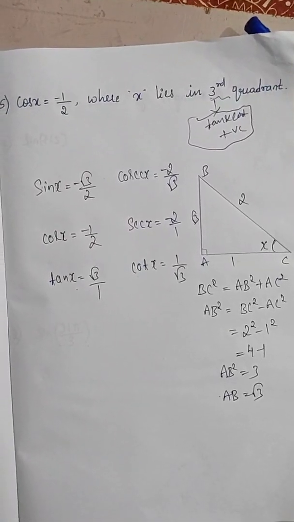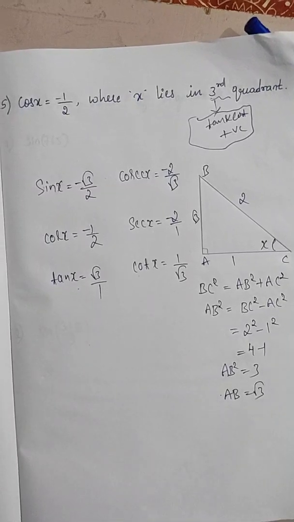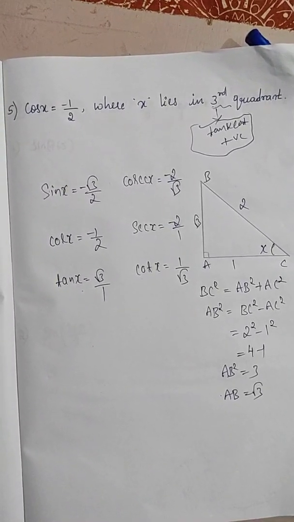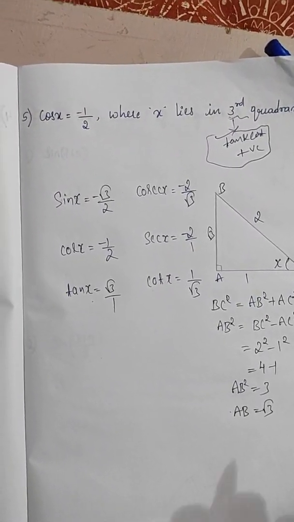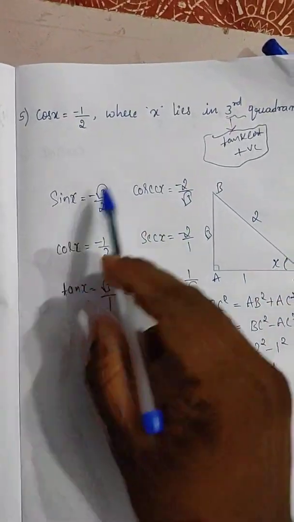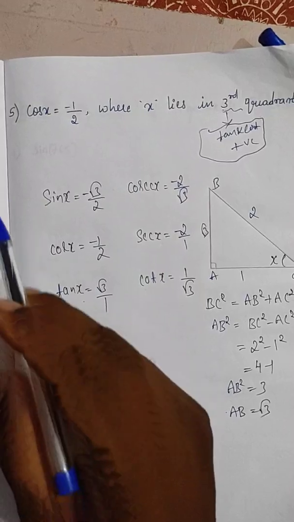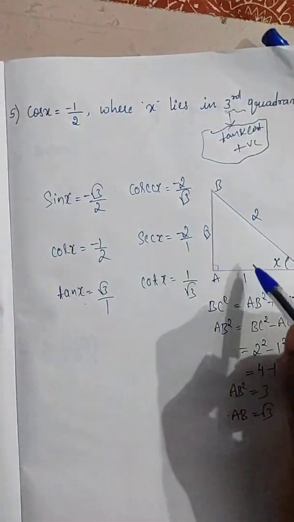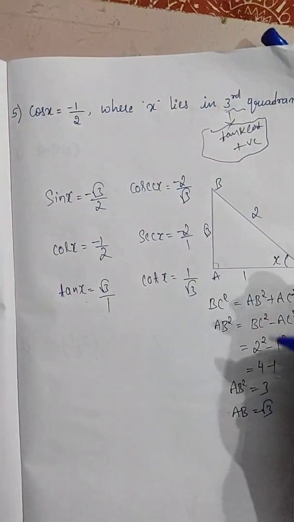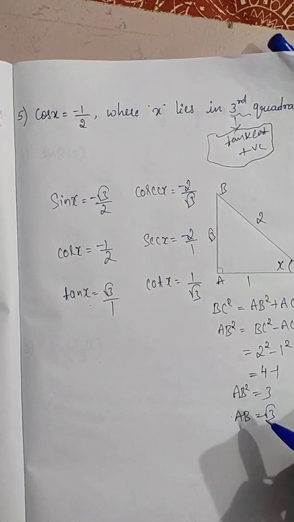Is it clear? So this is how we are solving the problem. Once again I am repeating. Cos x is equal to minus 1 by 2, where x lies in the third quadrant. Since x lies in the third quadrant, tan and cot are positive, except tan and cot all are negative. So let me find the other ratios. Here we have cos x as adjacent by hypotenuse, and we find the opposite side by using the Pythagoras theorem. How did we find the opposite side? By using the Pythagoras theorem.